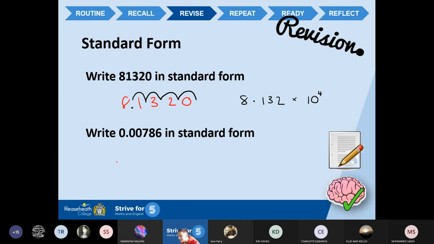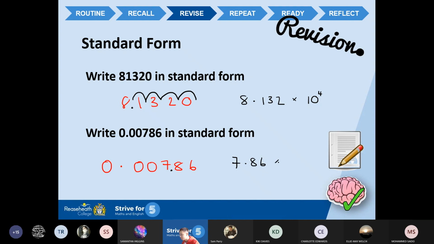Now we're dealing with a little tiny number. 0.007866. I've tried to make the number bigger, easier to work with. Now, the decimal point, once again, goes after the first proper number. Guys, just in the chat, what is the first proper number in that example there? What is the first proper number? Yes, excellent, the 7. So the decimal point goes after the 7. Okay, so what's the number I've got? 7.86.